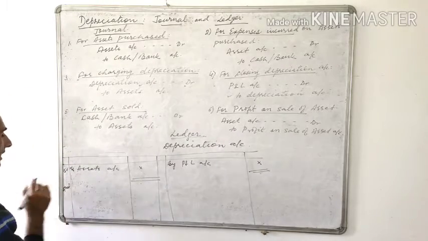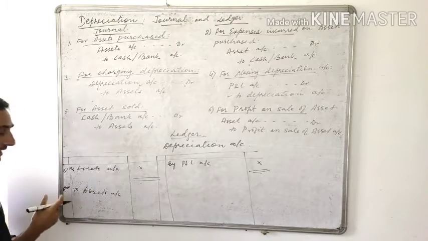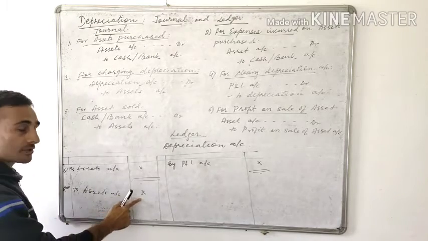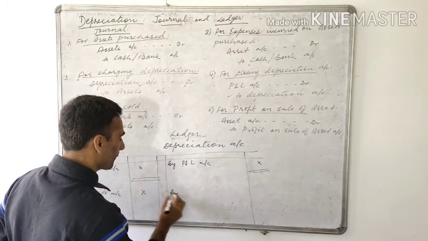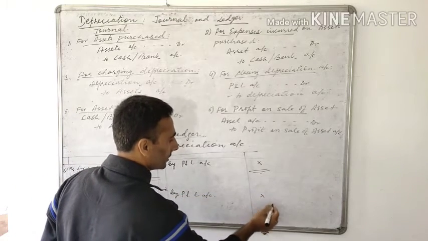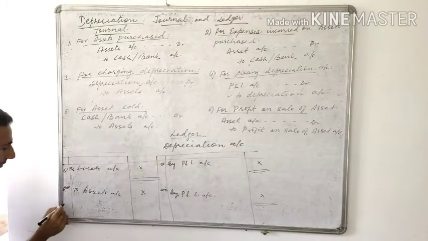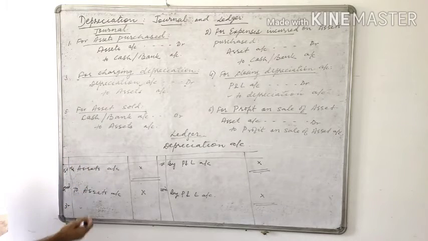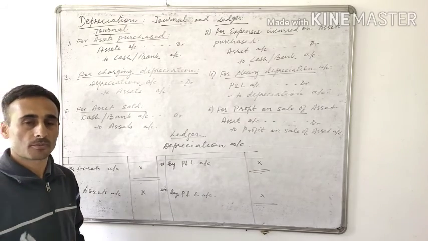Then again we will continue for the second year. Again in the same way to asset account. This is the depreciation for the second year. Depreciation charge. After charging the depreciation, you will have to transfer to profit and loss account. So for second year, by profit and loss account again here. This is done. Okay. So this will continue. Third year, fourth year. So the depreciation account will continue for third year or fourth year in the same way. Right? So this is all about journal and ledger for depreciation. Thank you.